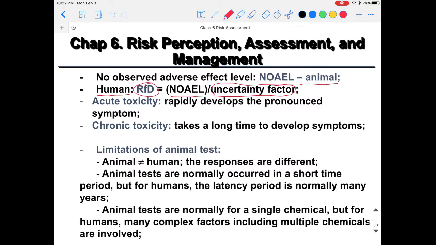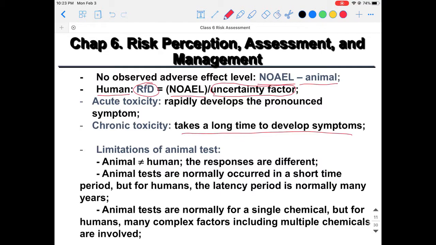Okay, this is mainly because humans are going to respond differently compared to the animals. And also, we have more definitions. For example, the acute toxicity. So acute toxicity means rapidly develops the pronounced symptom. Okay, so the symptoms are going to show very rapidly. And there is also chronic toxicity, which means that the toxicity or the risk is going to take a long time to develop the symptoms. So one is short-term symptoms, one is long-term symptoms.